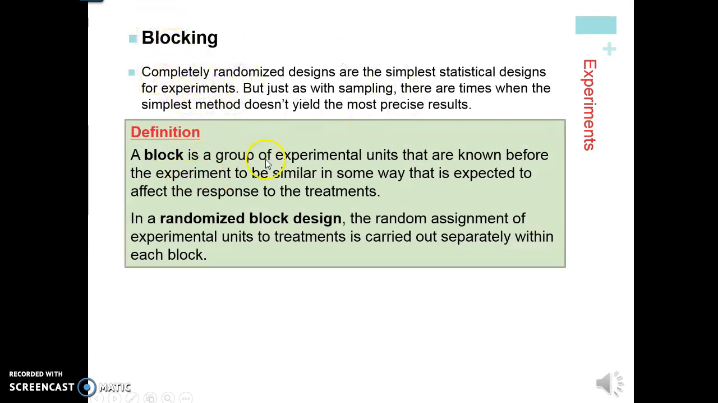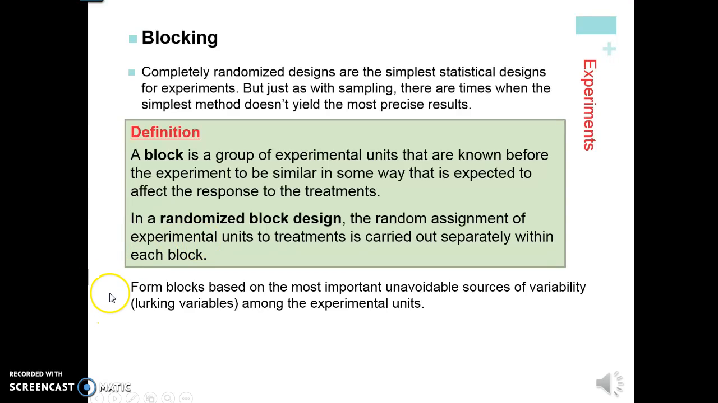So blocking is a group of experimental units that are known before the experiment to be similar in some way that is expected to affect the response. So if we think that male versus female is going to affect how the caffeine affects you, we are going to separate the males versus the females before we randomly assign the treatment to the two groups. So in a randomized block design, the random assignment of the treatments is carried out separately within each block. So within the male block and within the female block, we would randomly assign caffeine cola versus non-caffeine cola.